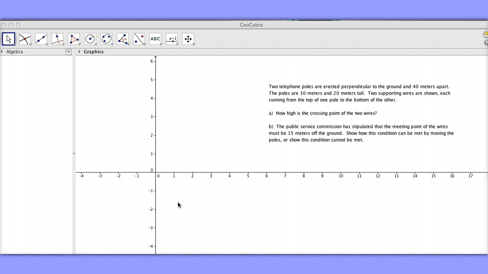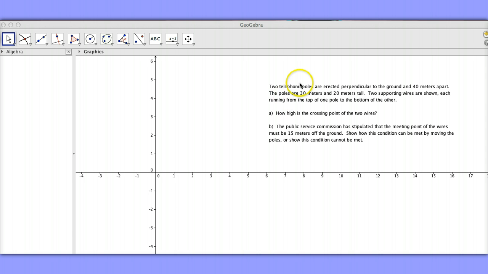In other words, if the wires were in the same plane, what would be the point of intersection for those two lines? And part B asks, the Public Service Commission has stipulated that the meeting point of the wires must be 15 meters off the ground. Show how this condition can be met by moving the poles either further apart or closer together, or show that this condition cannot be met.